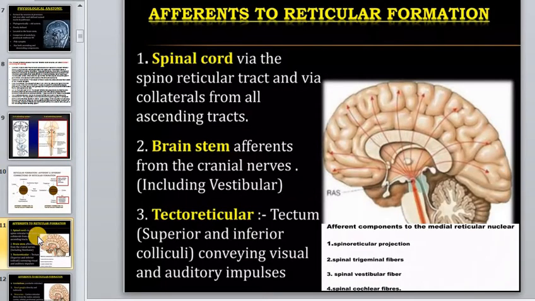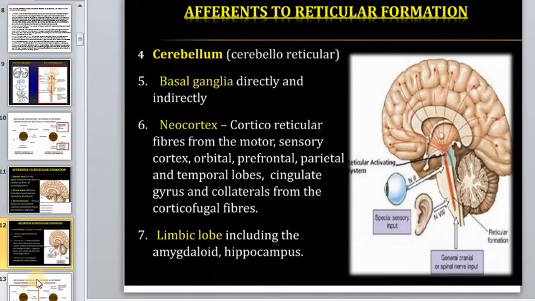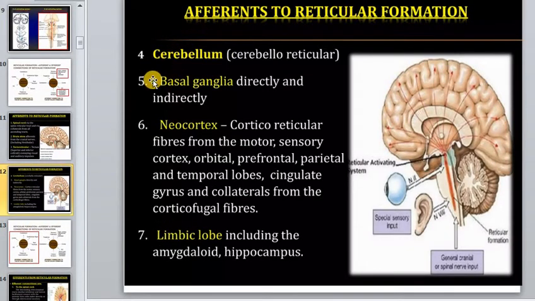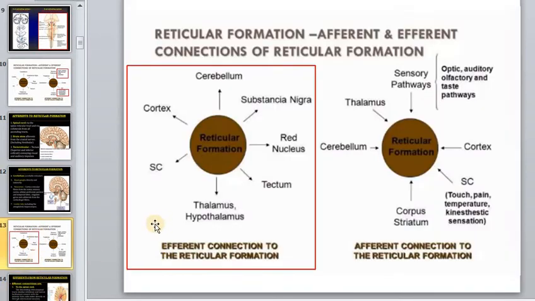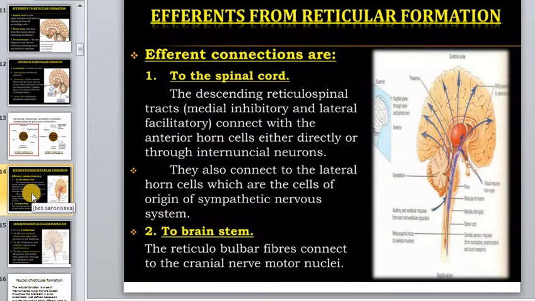As afferents to the reticular formation, this system transmits signals to the brain and brain stem, including tectoreticular tracts from both sides of the body, and from the cerebellum, basal ganglia, neocortex, and even the limbic lobe. But we have both the afferent and efferent sides of the reticular formation. From the nuclei of the reticular formation, signals can move to the thalamus, the red nucleus and substantia nigra, the cerebellum and the cortex, and many different centers in the brain.